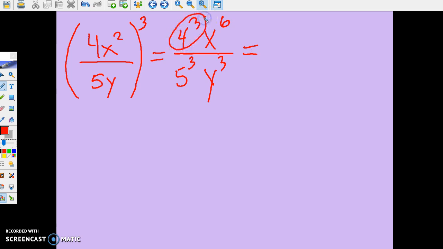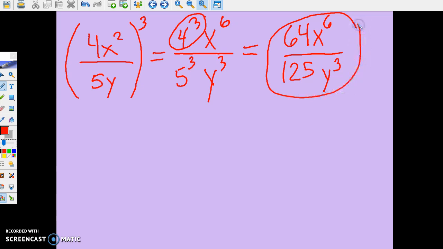What is 4 to the 3rd power? Well, 4 to the 3rd power is 64. X to the 6th power can't be simplified any further. And then on the bottom, 5 to the 3rd power is 125. And y to the 3rd cannot be simplified. So my final answer would be 64x to the 6th over 125y to the 3rd. All right, let's take a look at another one.